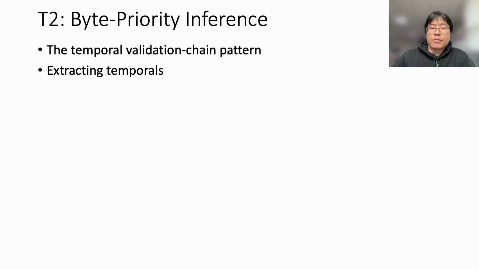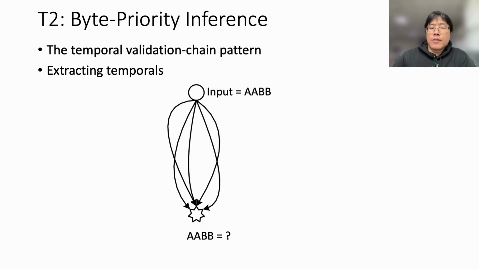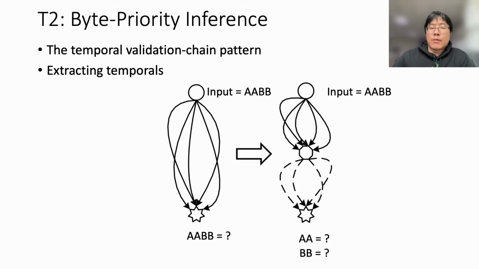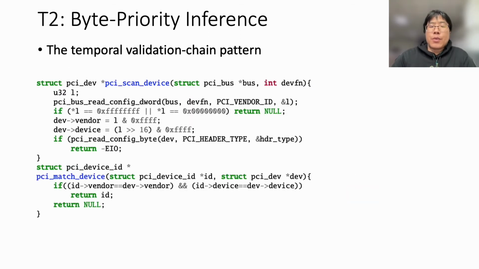You can get these details from our paper. The second technique is Byte-Priority Inference. This technique is to infer variable values in some structures. The basic idea is to reduce the space that the fuzzer needs to search for input by splitting a multi-byte value into multiple single byte values. As the figure shows, when a device is read, the kernel obtains the value of AABB. It is difficult to generate this value directly by using the fuzzer. However, since AA is used first, mutation of AA can be prioritized during fuzzing, which can reduce the input search space.